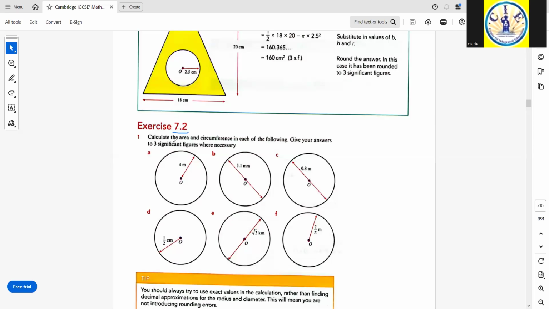Exercise 7.2. Calculate the area and circumference in each of the following. Give your answers to three significant figures where necessary.